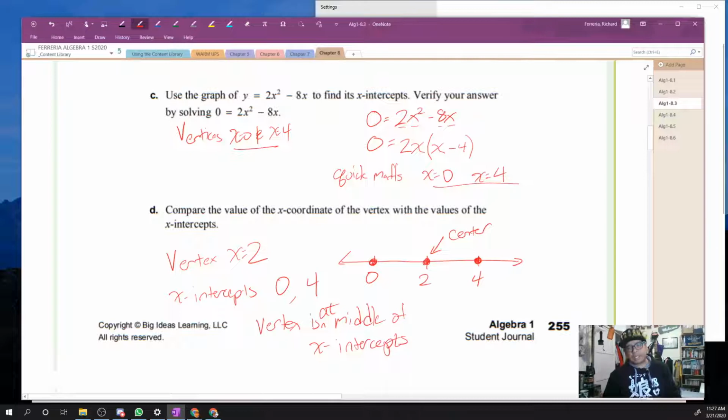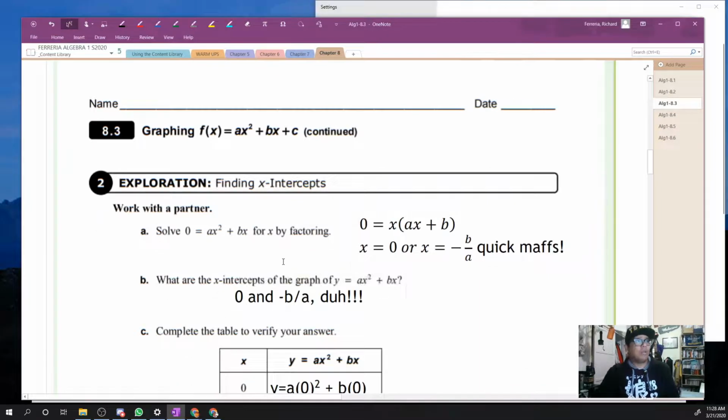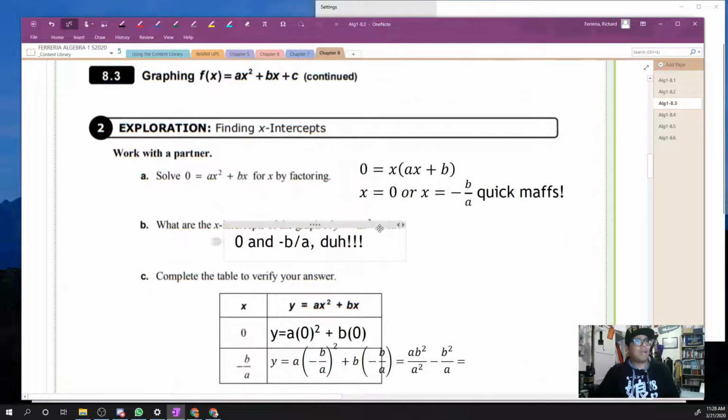Once you realize that the vertex is always right smack in the middle of the x-intercepts, then math actually gets a lot easier. That's the pattern that we're supposed to be looking for. The vertex is always between the two x-intercepts. That's next level thinking. Okay, so we're supposed to solve this by factoring.